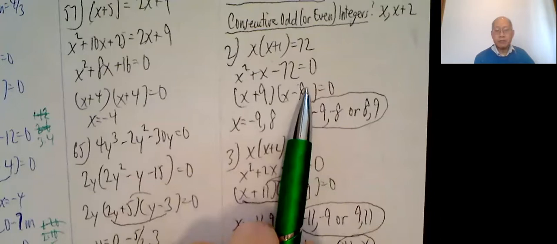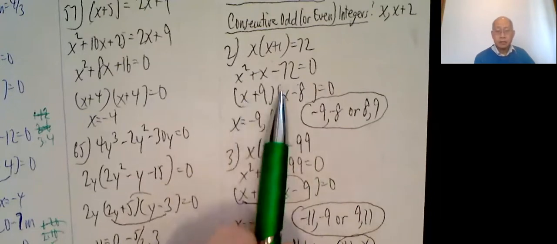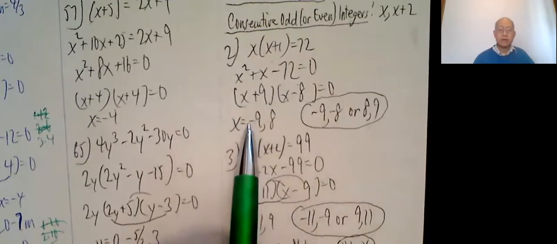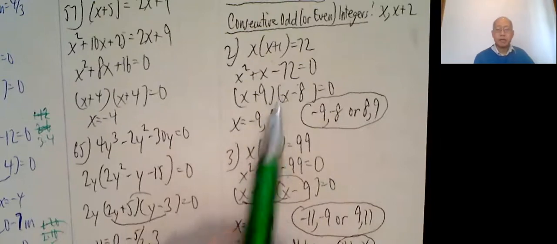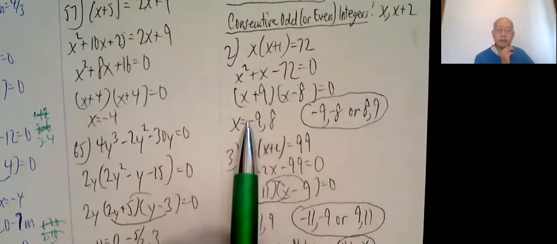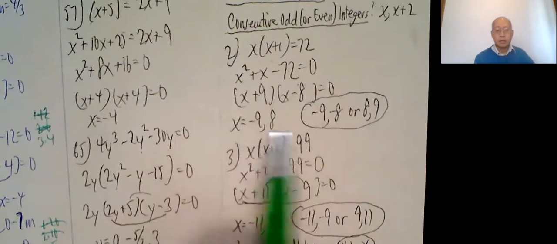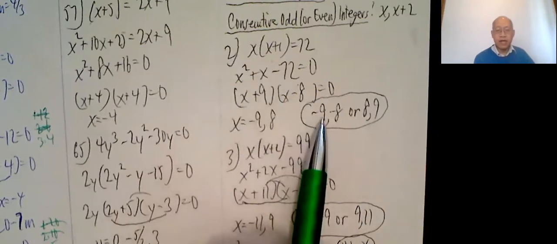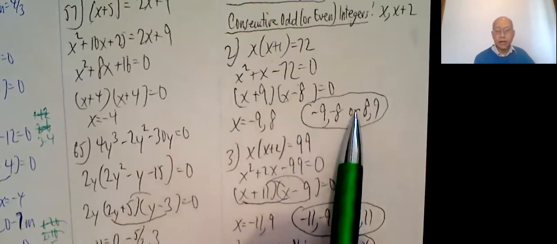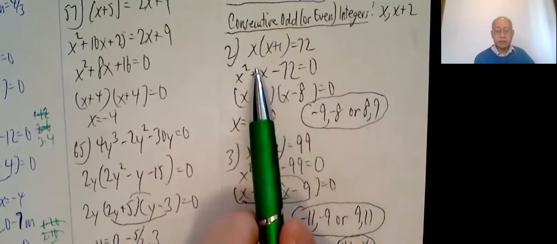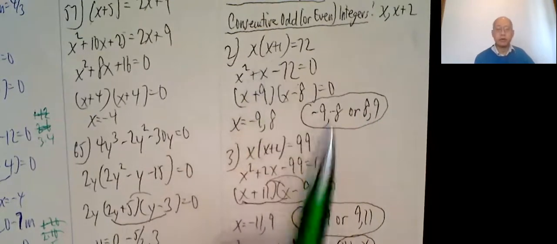So by the zero factor property, either this is 0 or this is 0. What number makes this 0? Negative 9. What number makes this 0? 8. Okay, that's only the smaller number. To find the next number, I add 1. So my solution would be negative 9 and negative 8, or 8 and 9. Okay, x is only the smaller number. To find the next larger number, you add 1.